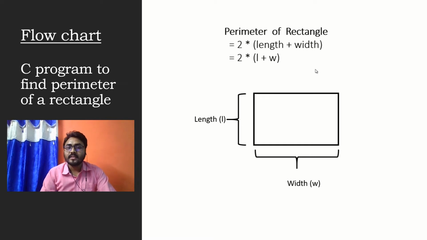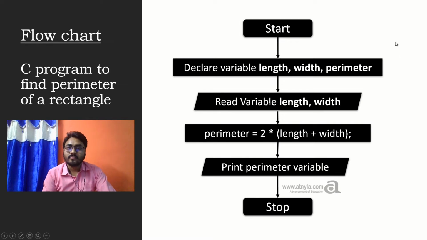Now we will see the flowchart, that is how our program will execute step by step. This is our flowchart. To write the program in our IDE, first of all we have to declare the length and width of the rectangle, and to store the result we have to declare another variable, that is perimeter, and we will store the result in the perimeter variable.